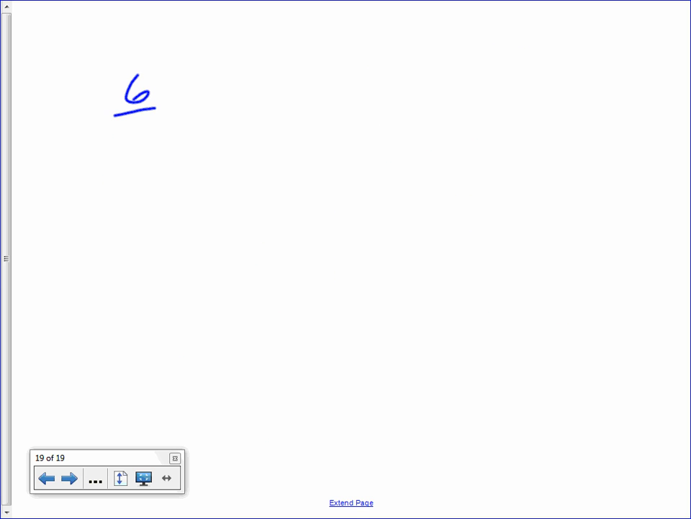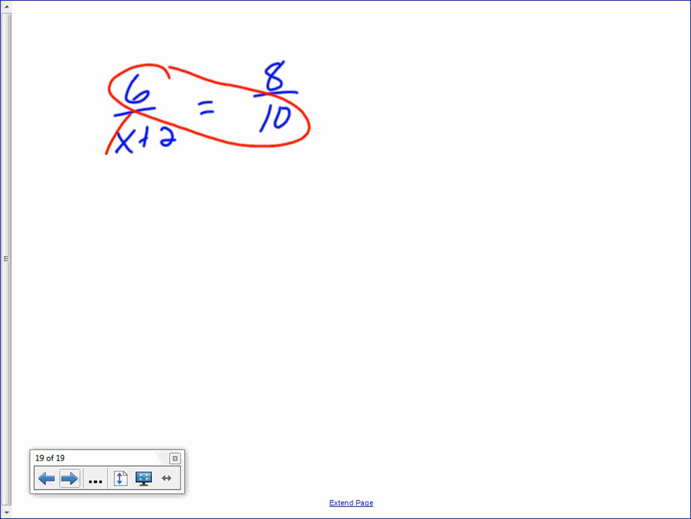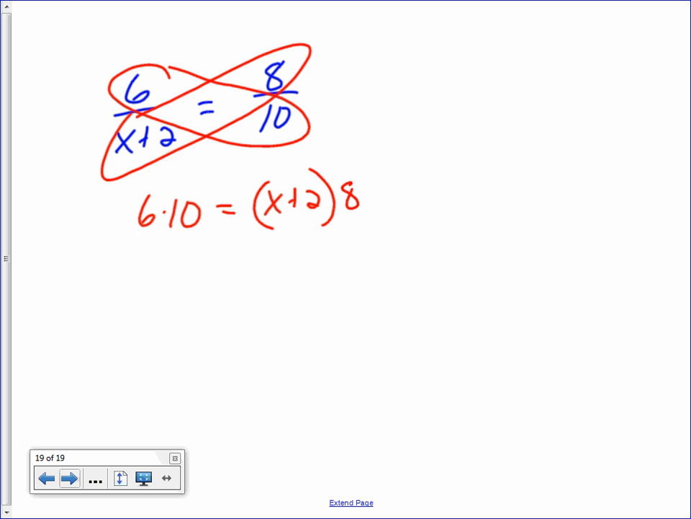Now I'm going to give you one a little more difficult. If I had 6 over x plus 2 equals 8 over 10. The idea is the same, except we have to remember some of the other things that we worked on with equations. I would have 6 times 10 equals x plus 2, that whole quantity, times 8. So to solve this equation, we first multiply here. That's simple, we get 60. Here we have to distribute, and we would get 8x plus 16.